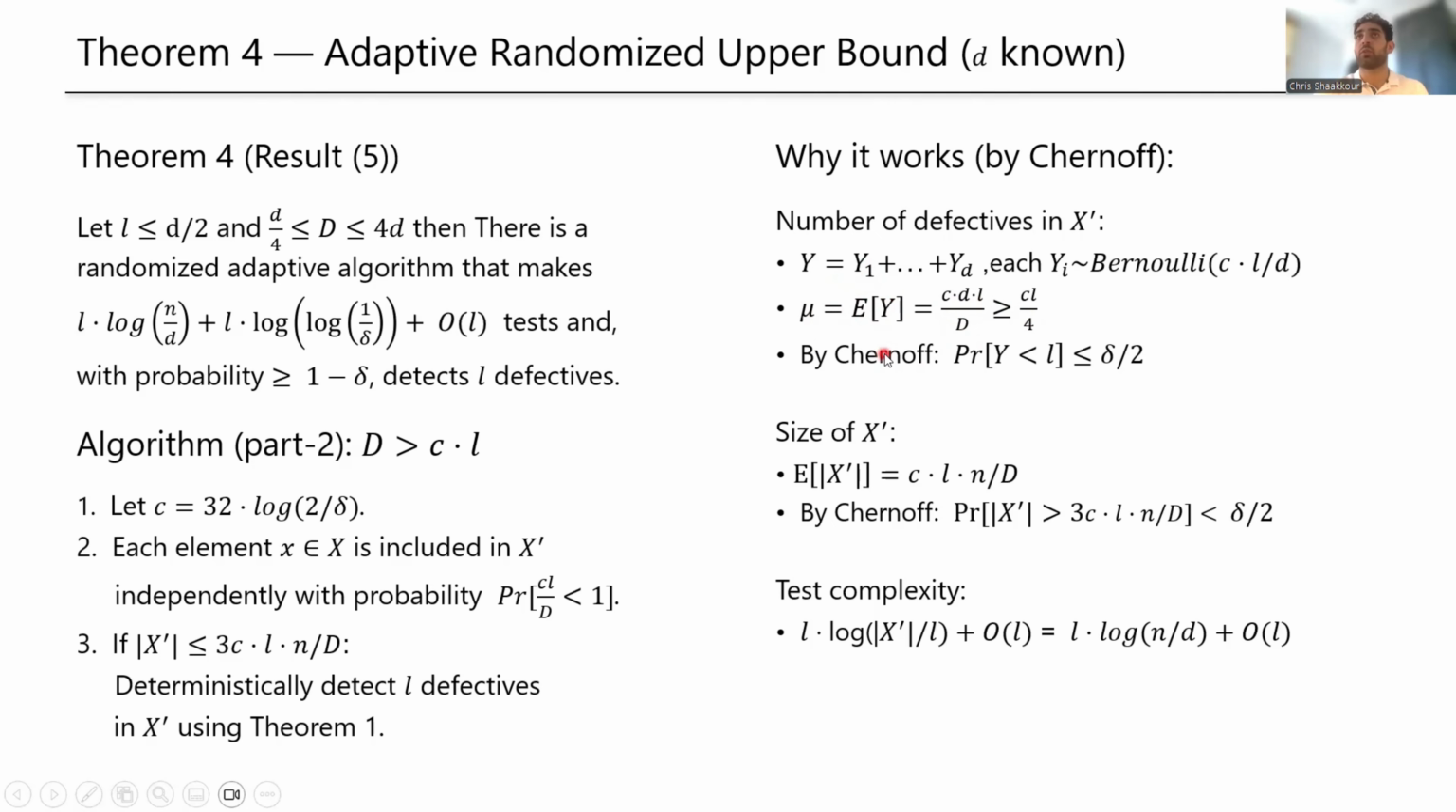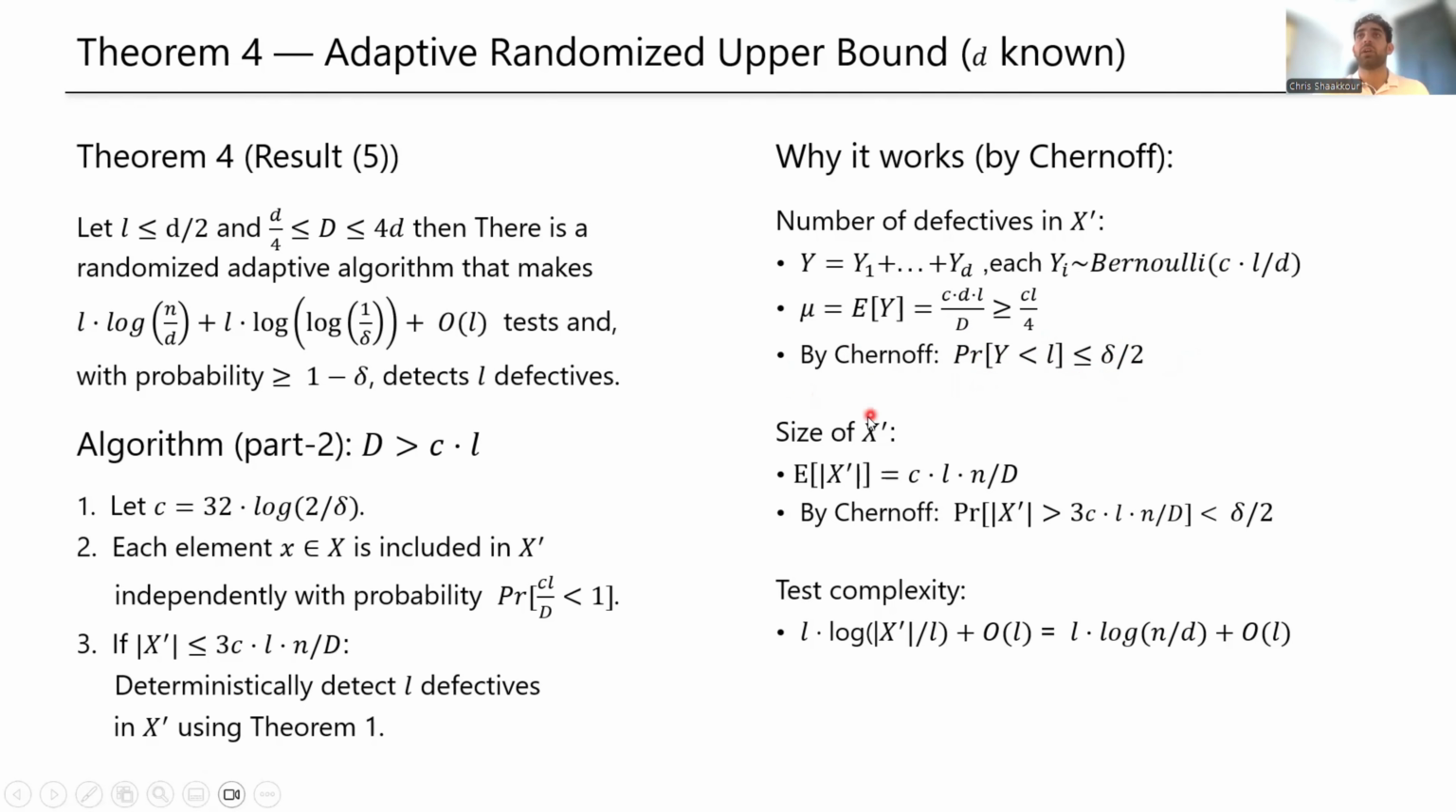So by Chernoff, we can conclude that the probability of Y to be smaller than L, this is what I was trying to explain here, that the probability of having less defective items than L in the group X prime is smaller than delta divided by 2. Okay, this is what this line is trying to prove, that the probability of the sum of indicators of defective items in the group X prime is smaller or equal to delta divided by 2. In the next slide, I will be explaining exactly how they got into this result, but let's take it as is for now and continue the proof.